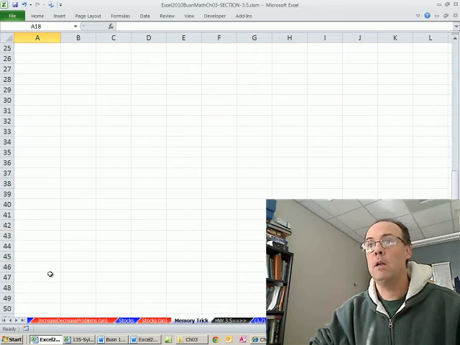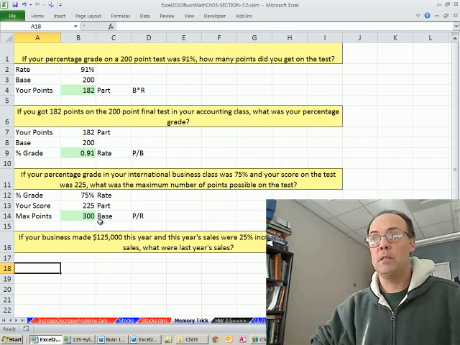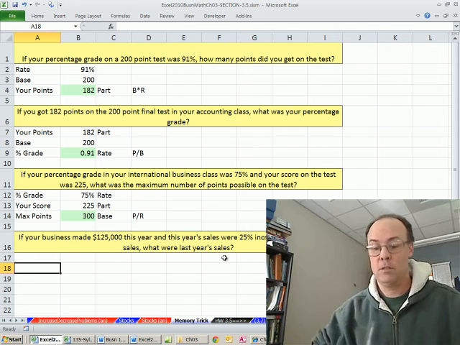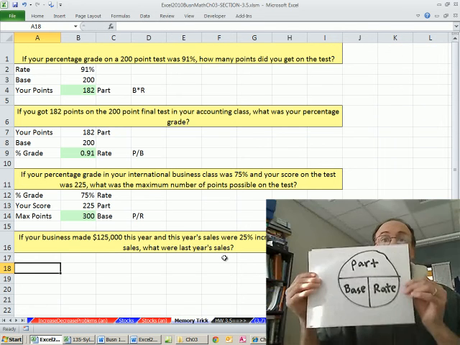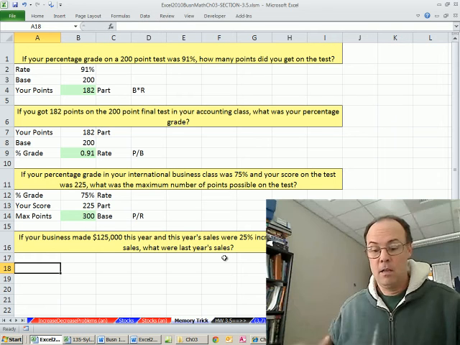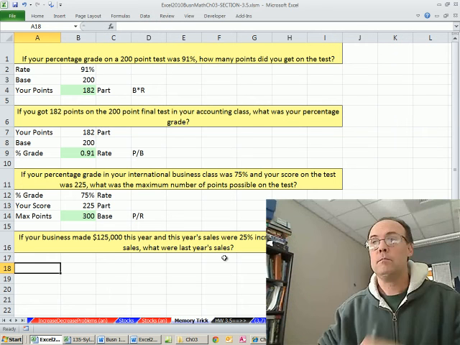All right, now one last problem here. If your business made $125,000 this year and this year's sales were 25% increased over last year's sales, what were last year's sales? Okay, so this has the word increase or decrease or went up, down, or something like that. So it looks like an increase. Now you could use this. You just got to remember that part is end.